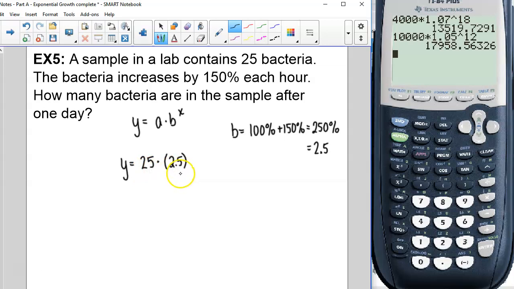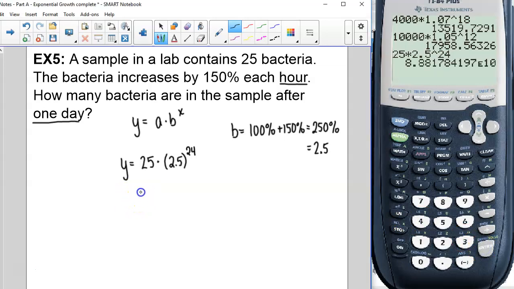So 25 times 2.5. What do I raise this to? I heard 1, I heard 24. Which one's right? Probably 24. Okay. The growth rate is each hour. So that means the time that we plug in needs to be hours. 1 day is 24 hours. Okay, so we have to plug in 24. So 25 times 2.5 to the 24th power. Oh my, this is bad.